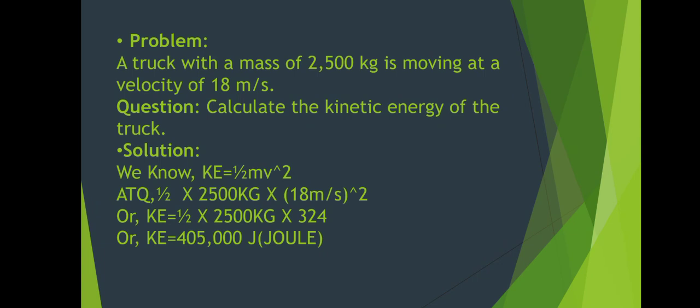Kinetic energy equals to half into 2500 kg multiplied by 324. That means 18 meter per second square stands for 324. So now multiply half into 2500 kg, then multiply 324 with it. And the result will be 4,05,000 joule, the unit of kinetic energy. So now let's review the class again and see what we have learned today.